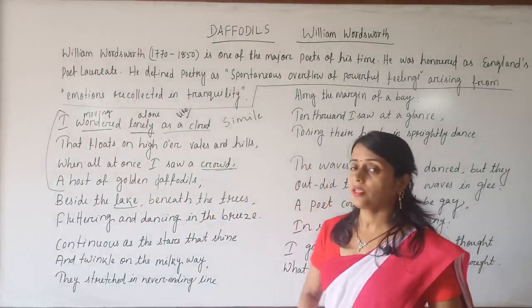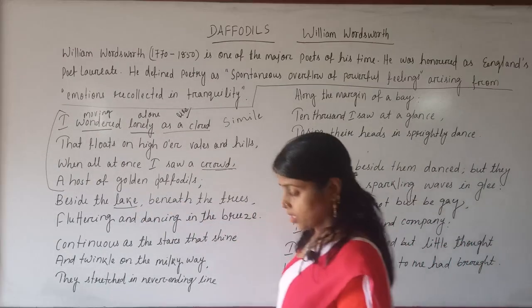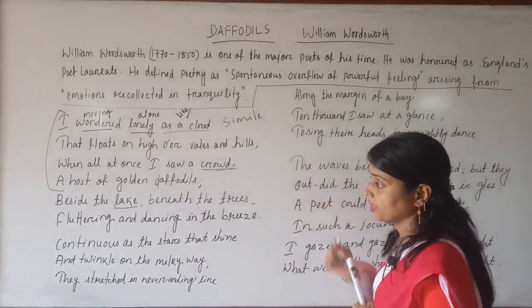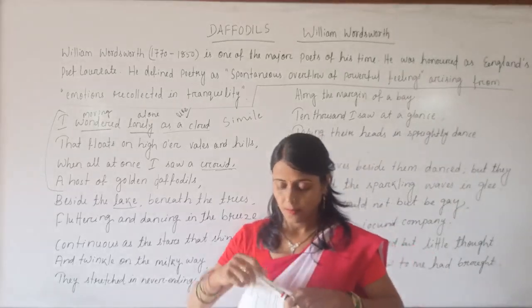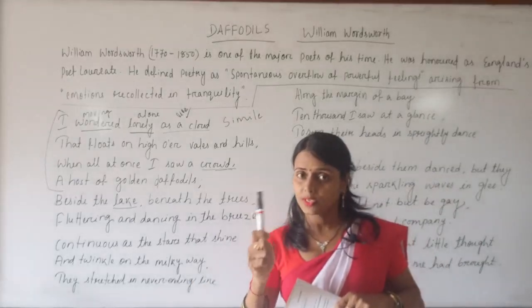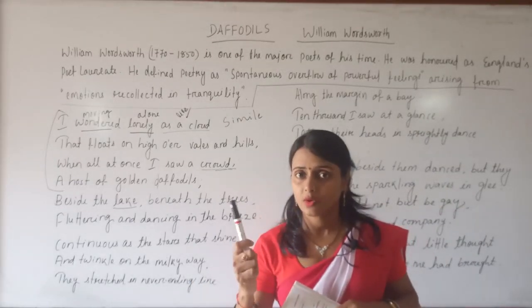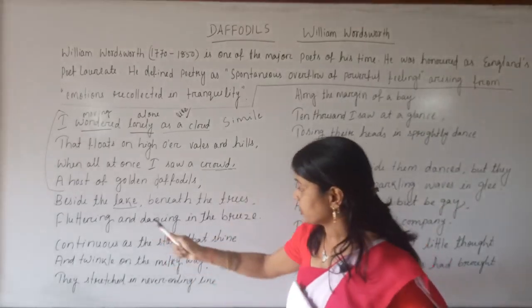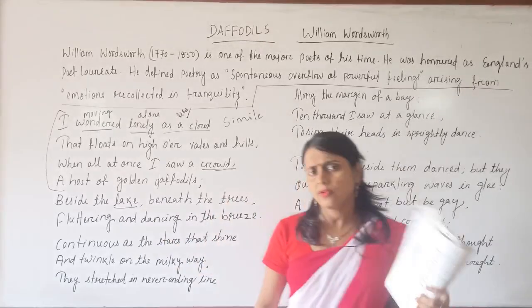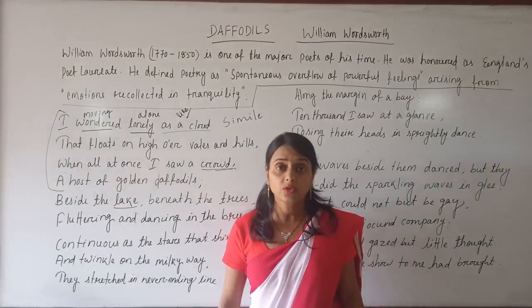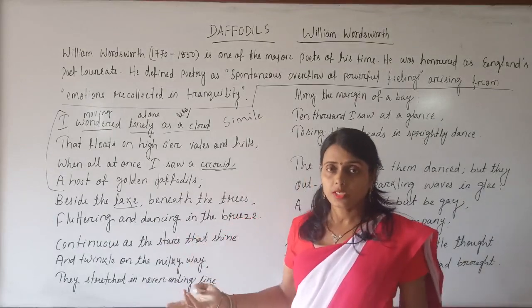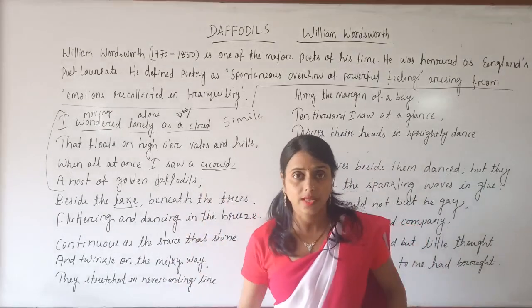But at the same time, what were the flowers doing? The flowers were fluttering. Fluttering means what? Look, this is fluttering: moving, shaking, quivering, okay, quiver, shake. Fluttering and dancing in the breeze. Can the flower dance? Definitely not. He is a poet. That's why he has mentioned that the flowers were dancing.